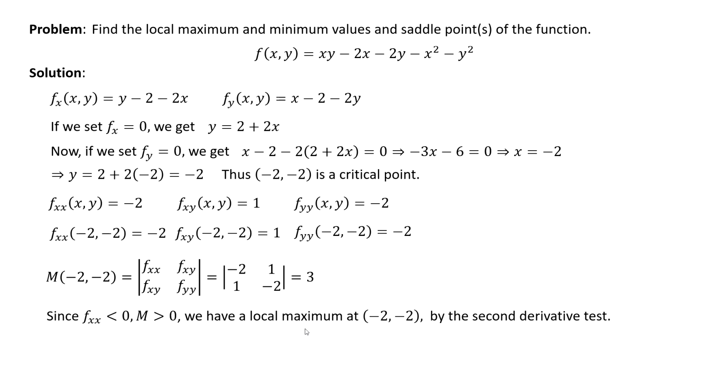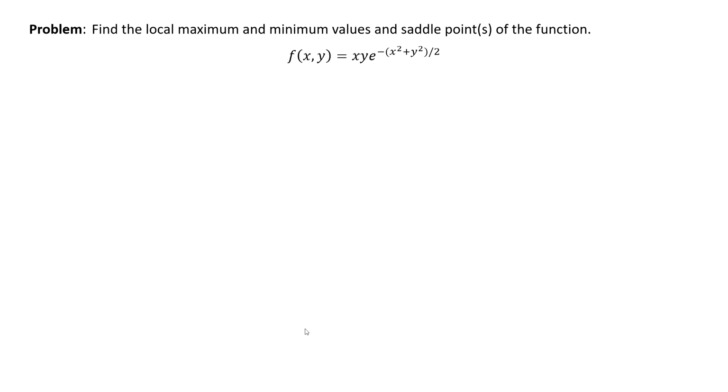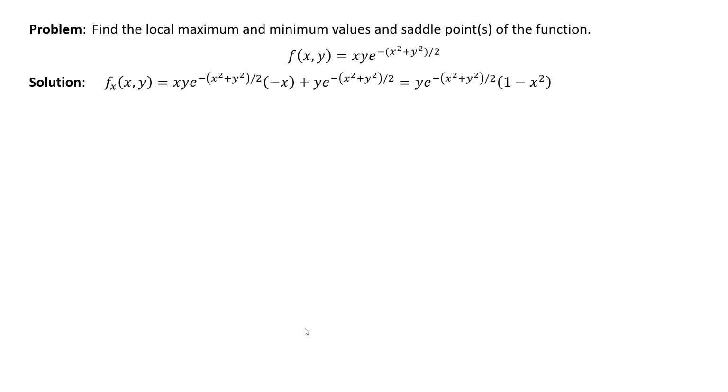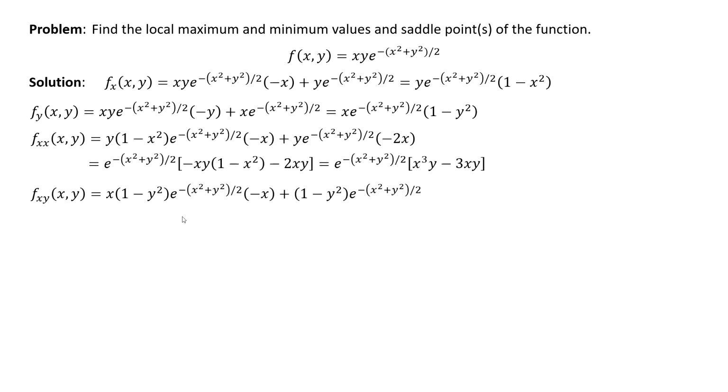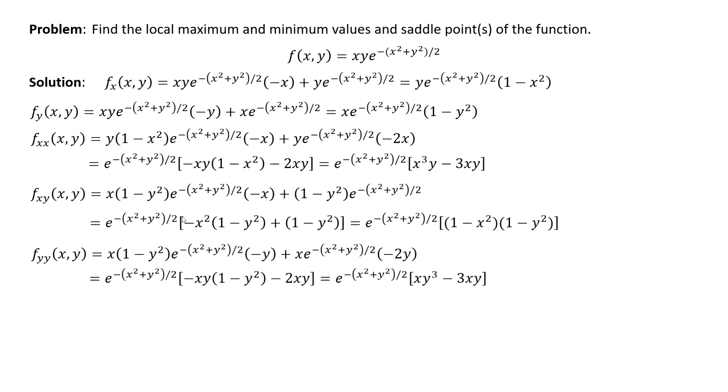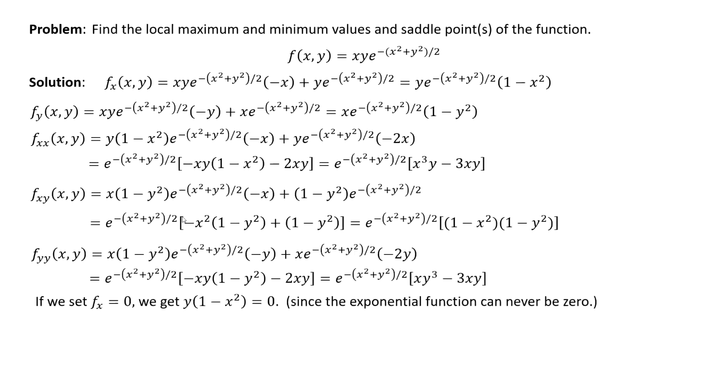That's it. Would you be able to do problems like that? The rest of them are kind of like that. Find the local maximum and minimum values and saddle points of the function. As before, we'll find the partial derivative with respect to x, the partial derivative with respect to y, and the second partials. It is just a bit tedious, all the derivatives, but the concept as such is the same as the previous one. Okay, now comes the interesting part.